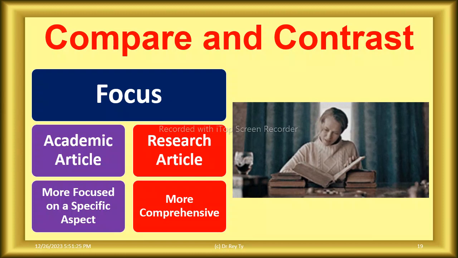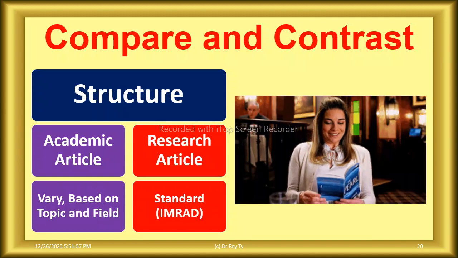The focus of academic articles are on very specific aspects. You want to look into the role of human resources, for example, or what is social justice. But for research article, you are more comprehensive. You're trying to respond to research questions for qualitative research or for hypotheses in quantitative research.